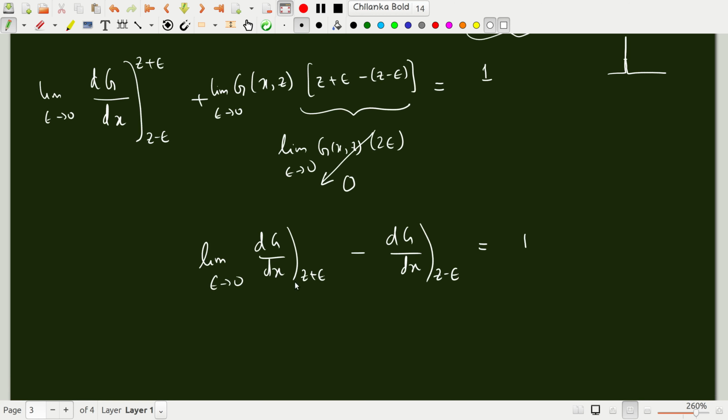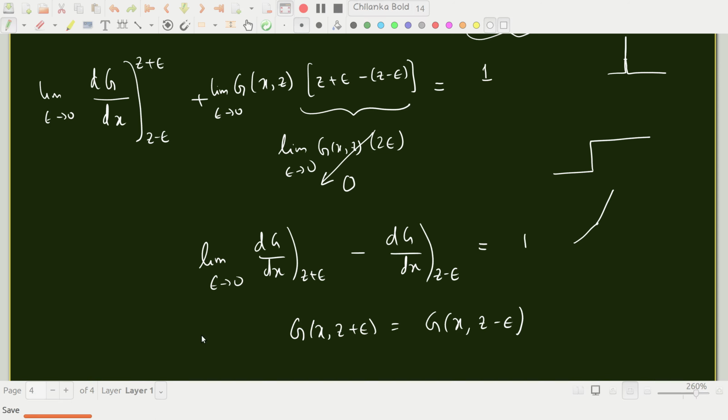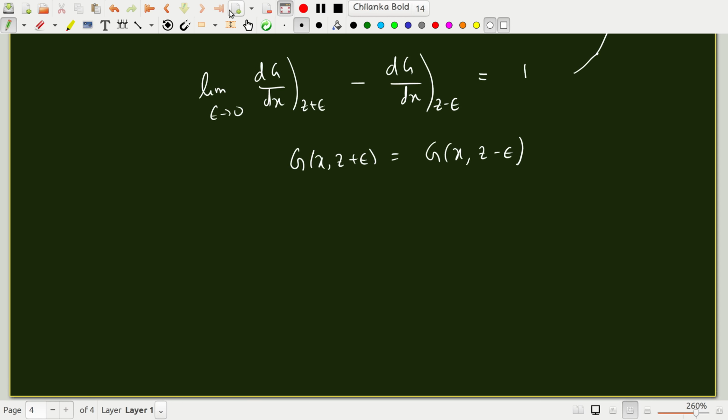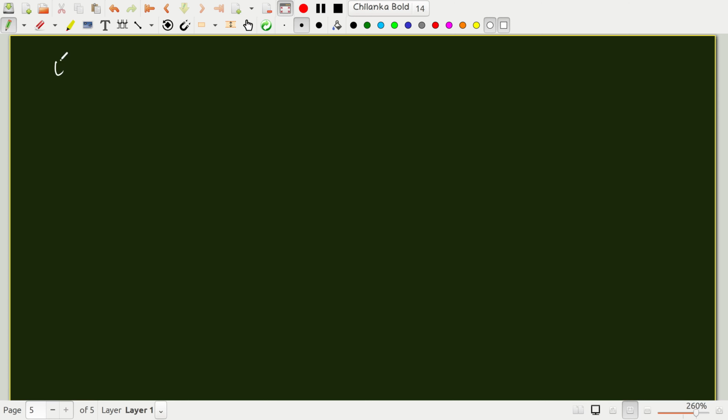Okay, so the derivative of the Green's function suffers a discontinuity. That means the Green's function itself at z plus epsilon and z minus epsilon must be continuous. If the derivative of a function suffers a step discontinuity and I integrate this, then the function will be continuous, but the slope, which is the derivative, will be discontinuous. So you have two continuity conditions at the location of the Green's function, at the location of the singularity. Now let's use this to actually solve for the Green's function of a problem, and we will work out an example.